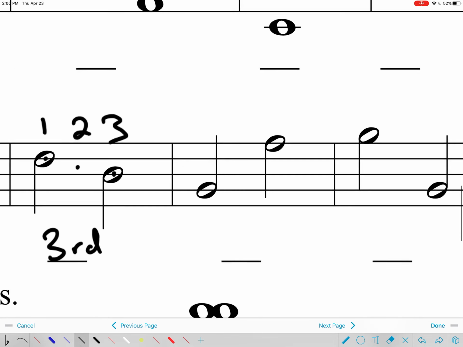Now here we have a larger interval, so you need to be careful about drawing these dots. Line, space, line, space, line, space, line. The total of 1, 2, 3, 4, 5, 6, 7. So this is a seventh.